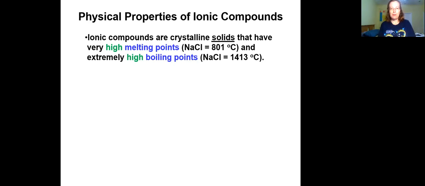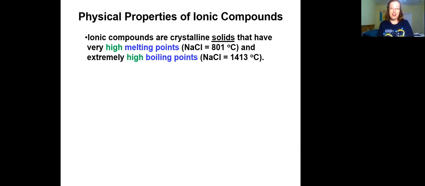What are some physical properties? Ionic compounds are crystals. They're crystalline solids at room temperature. So that's one thing that's really key to know. You remember when I said that all metals are solids at room temperature except for mercury? All ionic compounds are solids at room temperature. And that helps me remember that ionic compounds have metals. Metals are solids, ionic compounds are solids at room temperature.